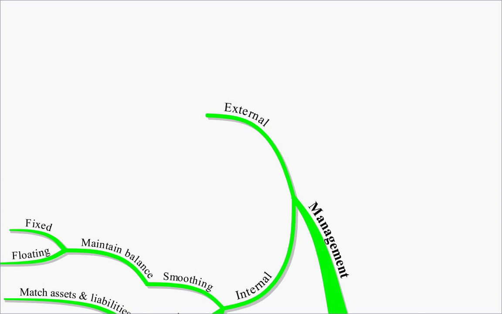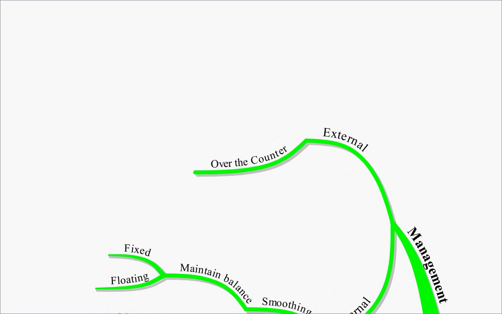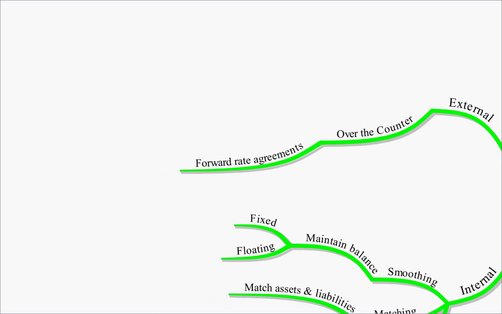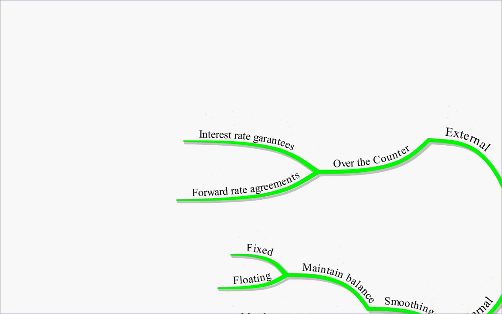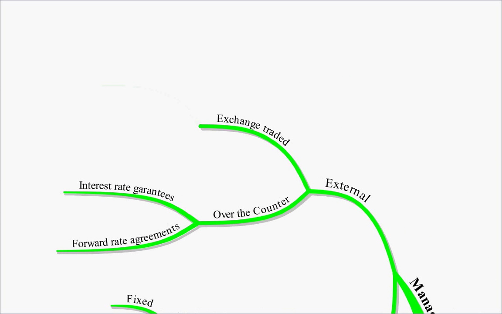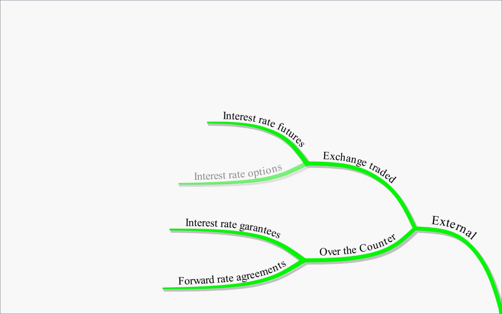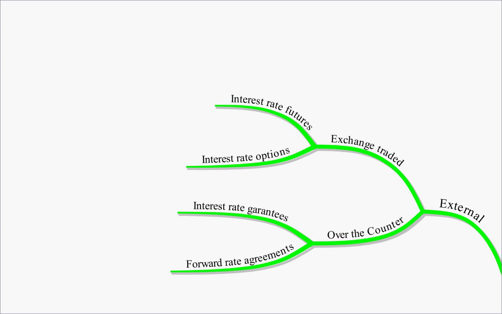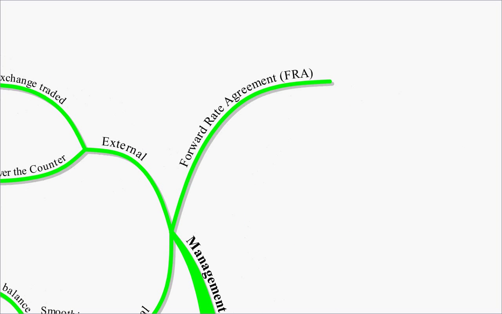Our other management methods are external to the firm. The first of these will be over the counter. That will be things such as a forward rate agreement with the bank, or interest rate guarantees, again from the bank. These are over the counter, tailored to the exact amount that you want to hedge. Exchange traded, well, that's things like interest rate futures and interest rate options. These are not tailored, they're set contracts, same as our currency futures and options. So let's look at some of the internal ones first.